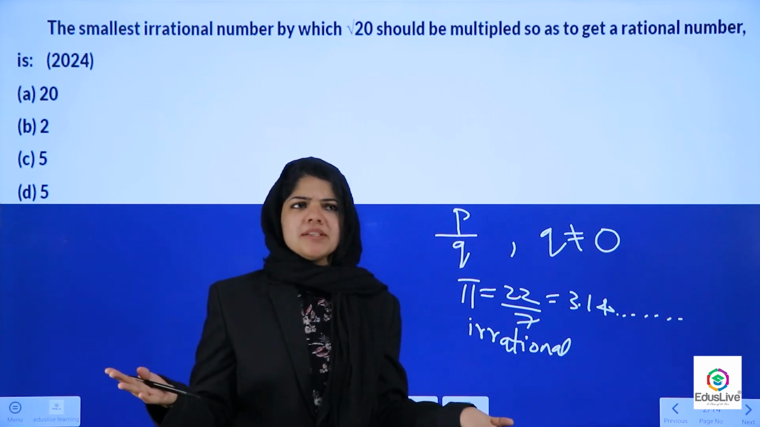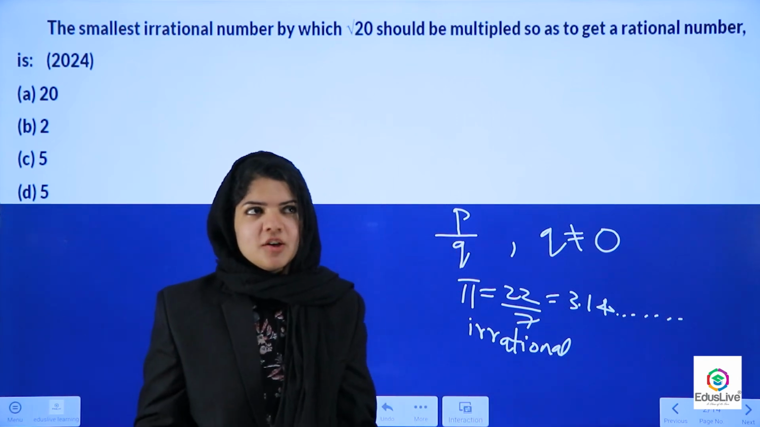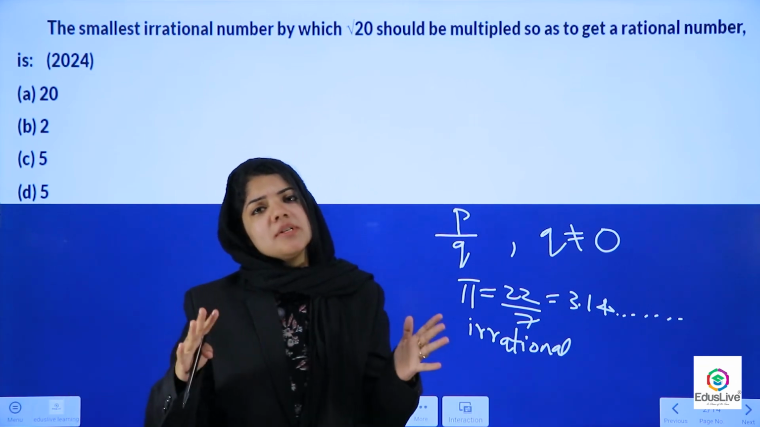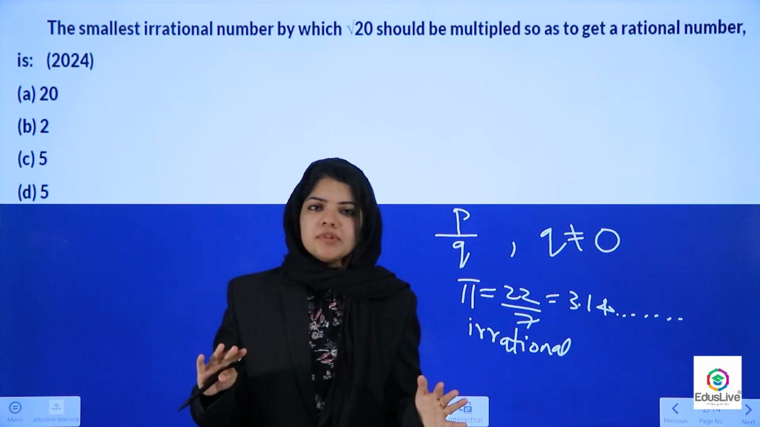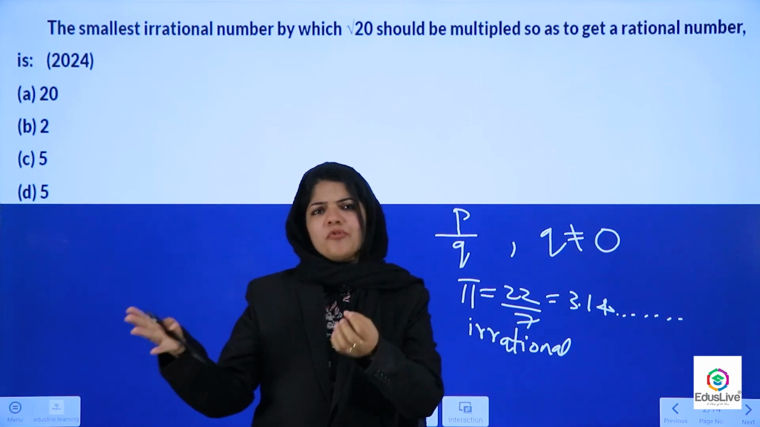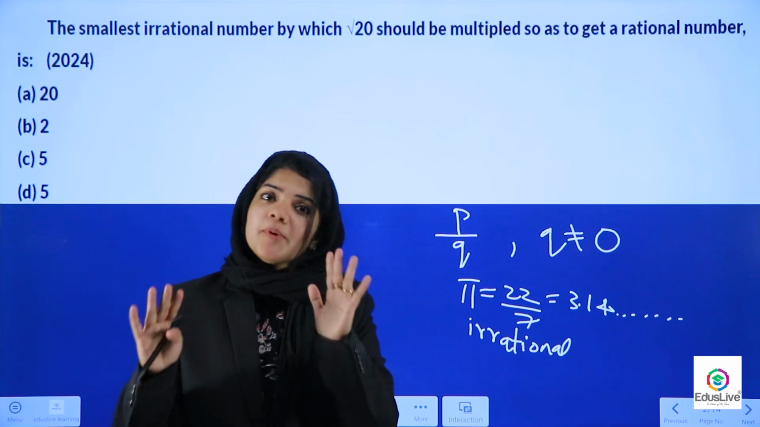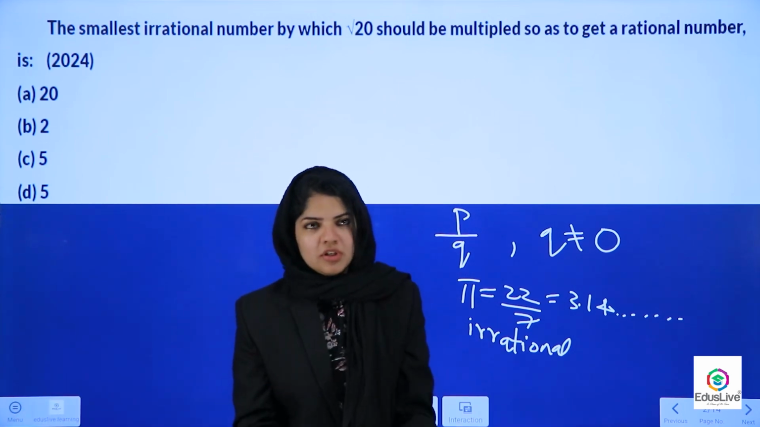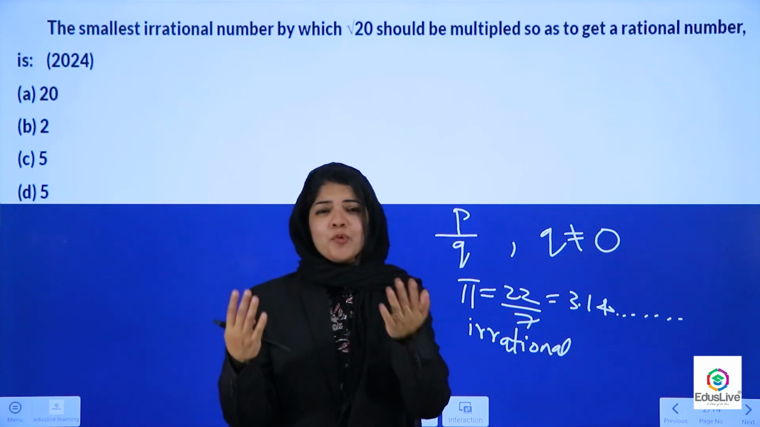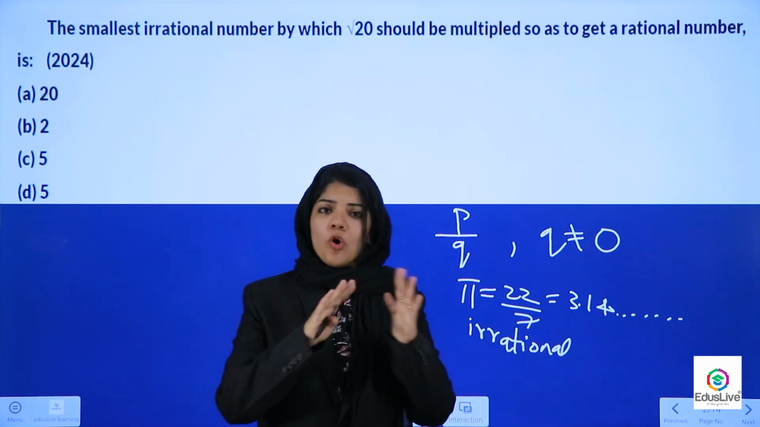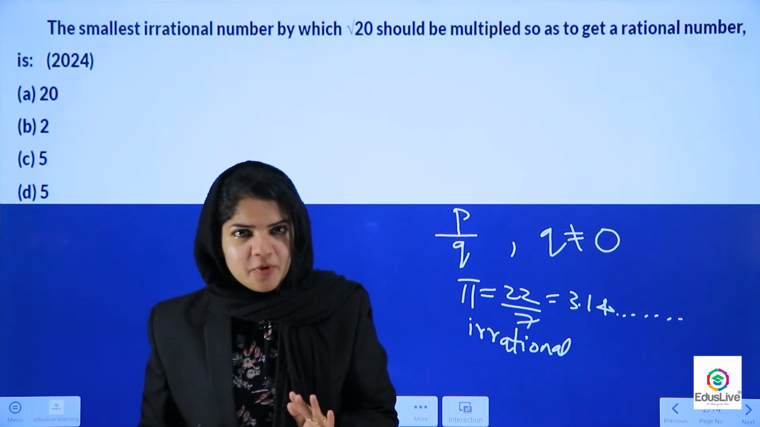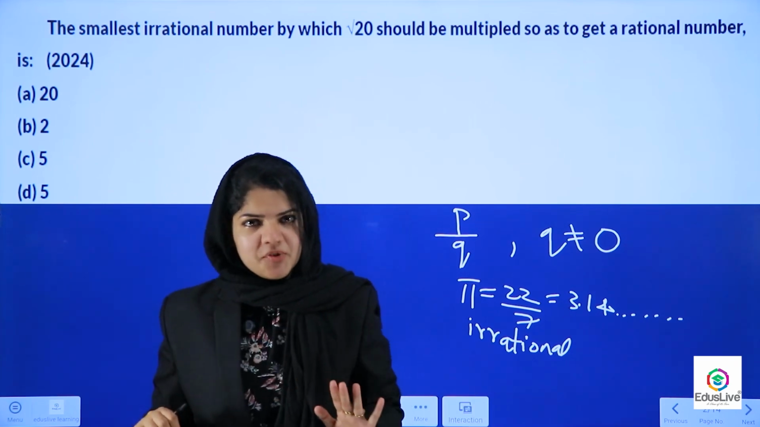And rational numbers are root 25, which is 5, and root 36, which is 6. Those are rational numbers. So 1, 2, 3, 4, 5, 6, etc. are rational numbers because they have a terminating decimal. And irrational numbers are root 20, root 5, root 3, root 2, pi. All these are examples of irrational numbers. So now you understood the difference between rational numbers and irrational numbers, right?